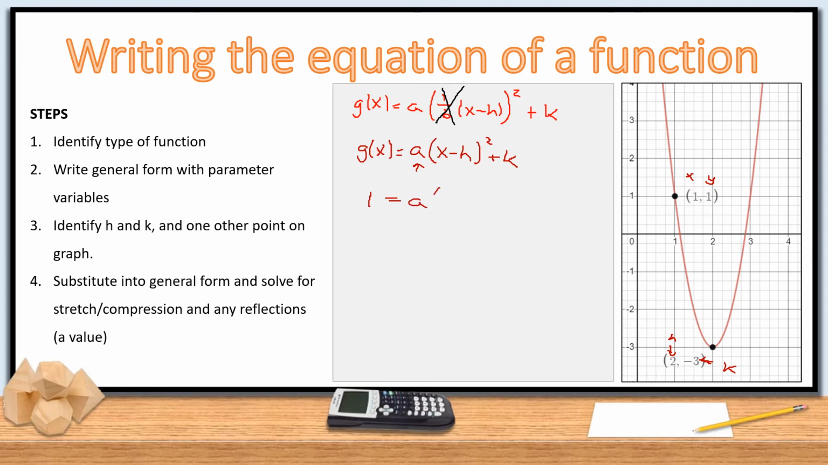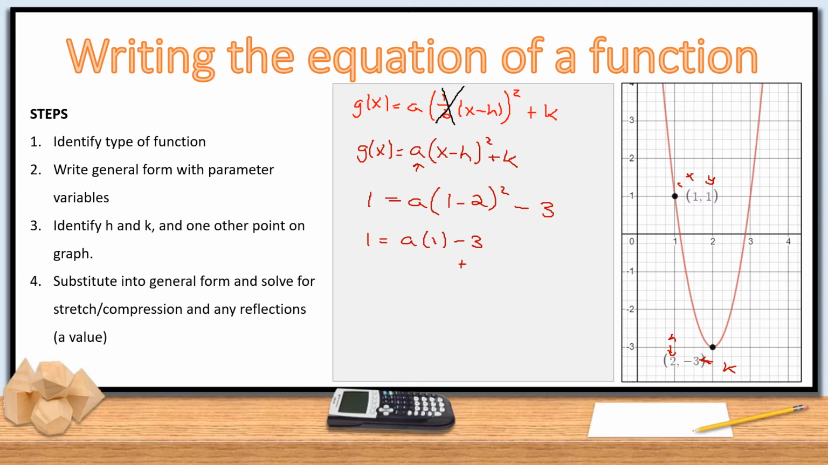The x value is 1 from the given point on the right, minus the h value, which is 2, all squared, and then the k value is -3. Now we just have to solve for a. So 1 equals a times, inside the parentheses, 1 minus 2 is -1. -1 squared is +1, so it's just going to be a times 1 minus 3.